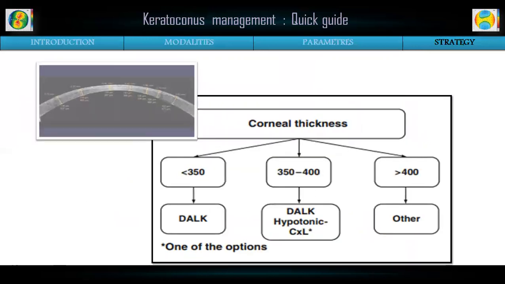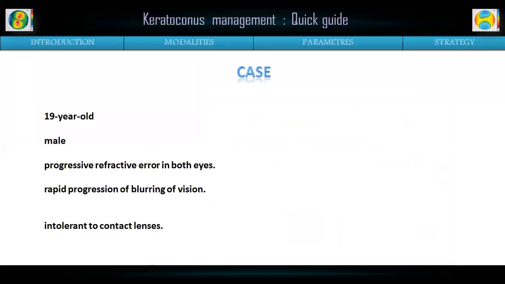For the thickness, less than 350, we have to do DALK. For more than 400, we can do other options. Between 300 and 400, we can do cross-linking, hypotonic cross-linking, and we can do also DALK. It depends on the visual acuity of the patient. And finally, we will see together one case of keratoconus.